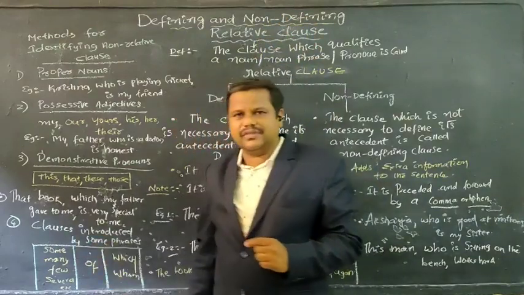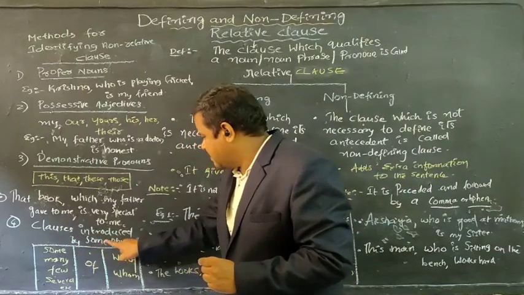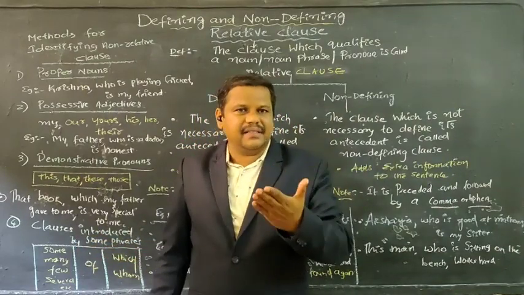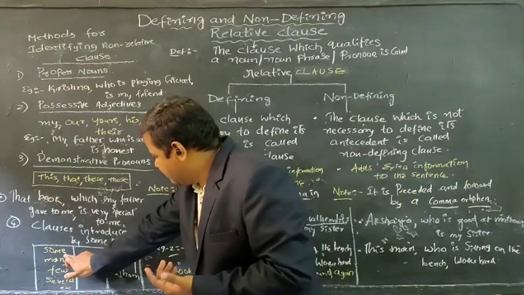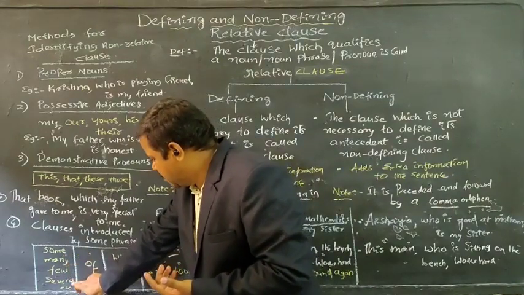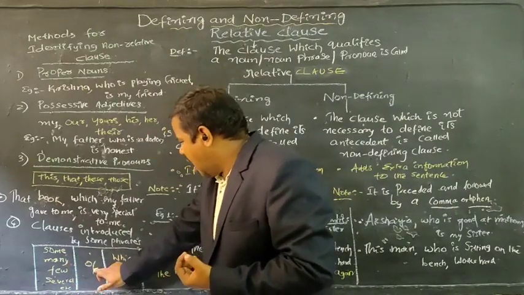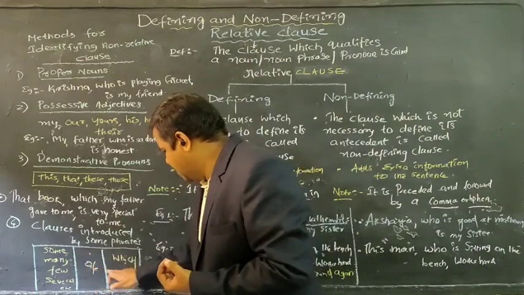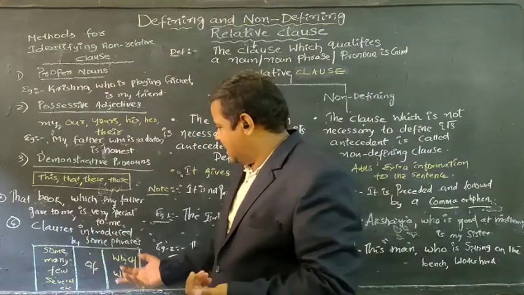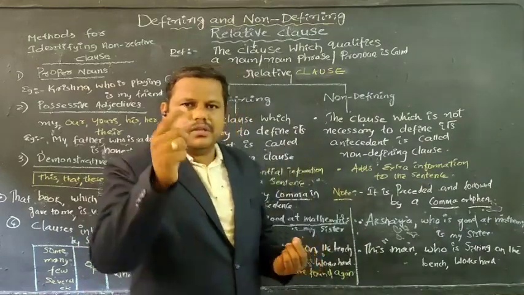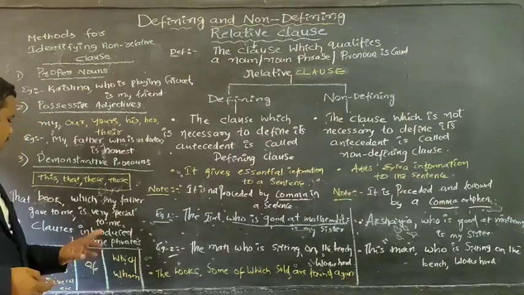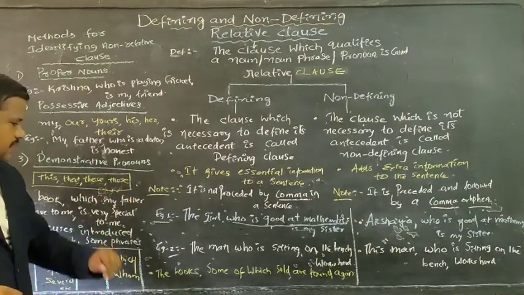And the last, fourth one, clauses introduced by some phrases. You can use some phrases also. So what are the phrases we can use? Like some, many, few, several, etc., followed by of which, of whom. That is, some of which, many of which. You can write with the following phrases also. We will see one example, students, so you will understand clauses introduced by some phrases.